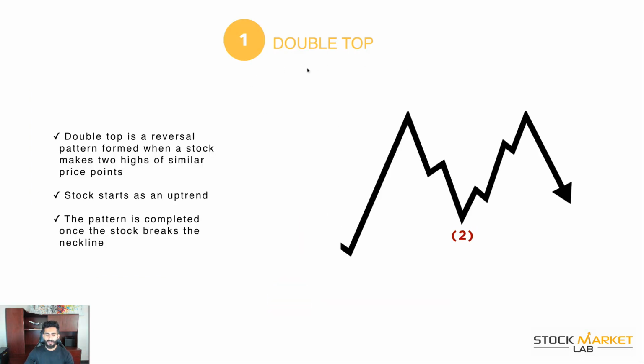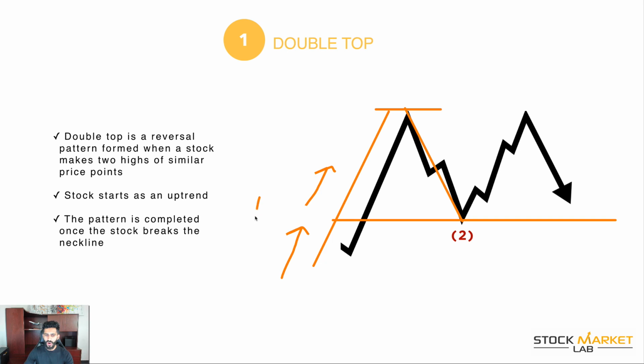So what is a double top pattern? A double top is a reversal pattern formed when a stock makes two highs of similar price points. The stock starts as an uptrend, right? It goes on an uptrend, hits the first top, and pulls back to something called a neckline. This right here is called the neckline. Very, very important level. Once it hits the neckline, the stock then goes back up and gets rejected around a similar point again.